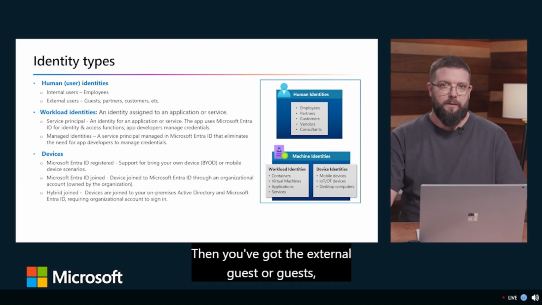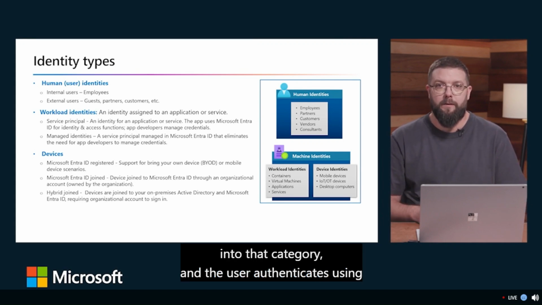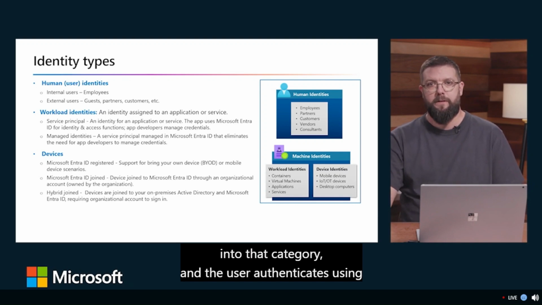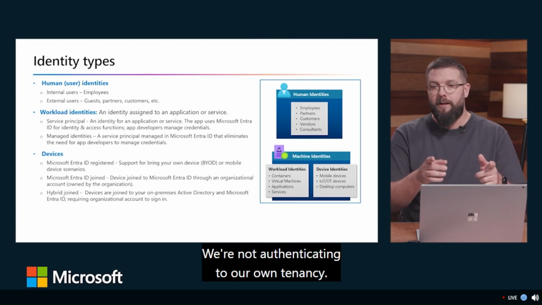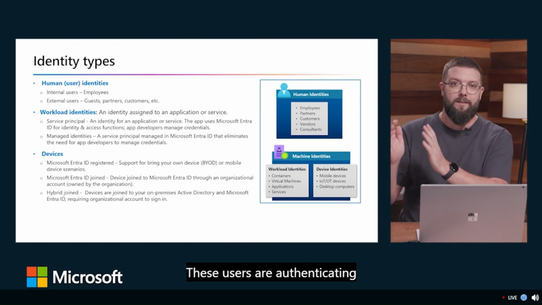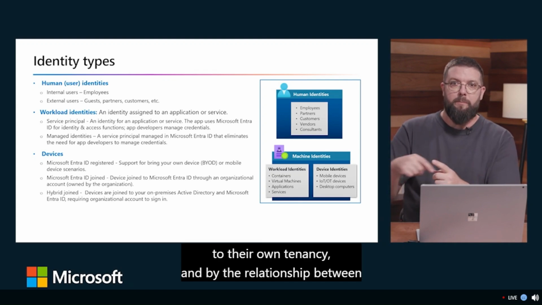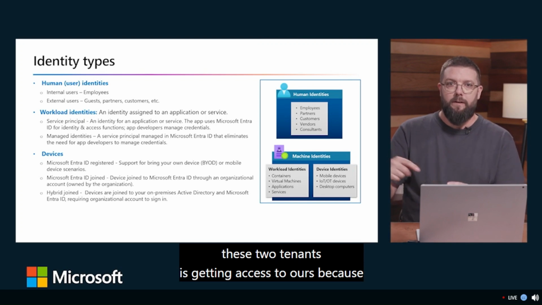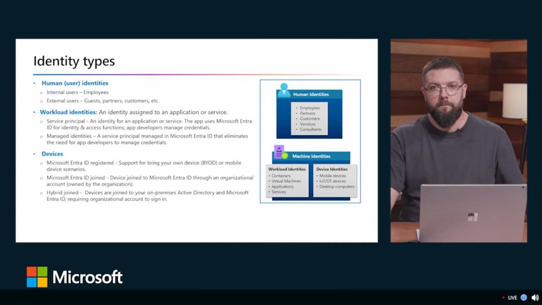Then you've got the external guest, and that can be consultants, vendors, partners. They typically fall into that category. The user authenticates using an external Microsoft Entra ID account. So we're not authenticating to our own tenancy. These users are authenticating to their own tenancy, and by the relationship between these two tenants they are getting access to ours because we've permissioned their guest level permissions.